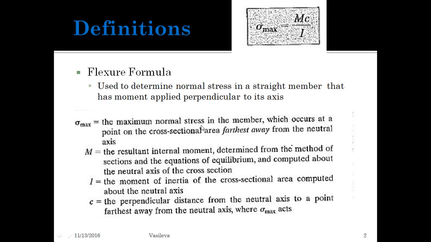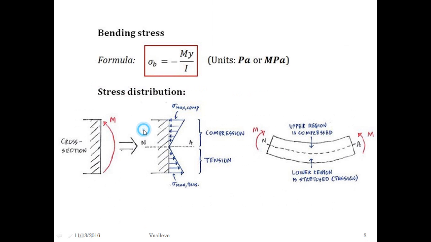So sigma max is our max normal stress, M is the internal resultant moment, I is the moment of inertia, and c is the perpendicular distance from the neutral axis to a point furthest away. So you'll understand what all of these mean once we do an example. But another way to represent the equation is My divided by I.